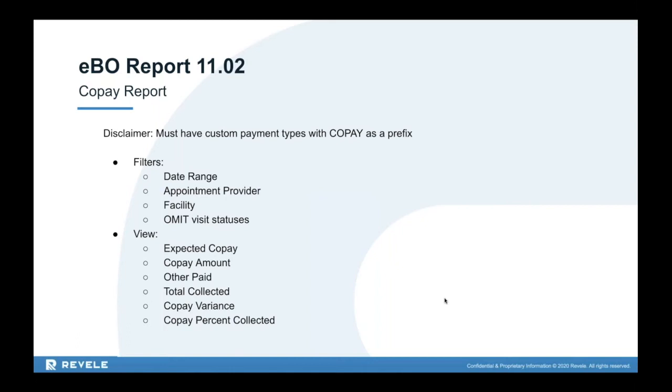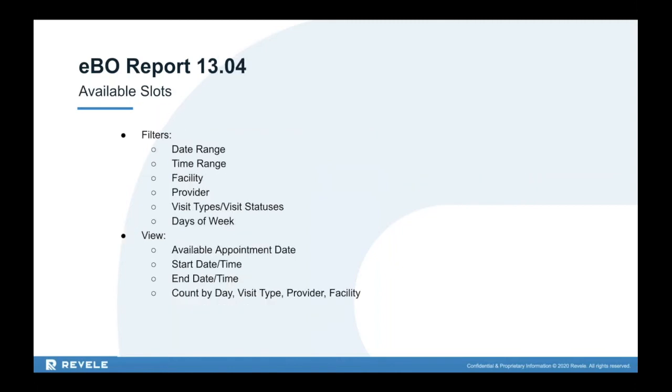So now we can switch gears a little bit to a report that is more for scheduling. The report number 13.04 is your available slots report. This is really good at a manager level, or front desk supervisor, whatever that may be, if you want to see at a high level upcoming available slots that you have at a facility or a provider level based on the working hours that are set within that schedule.